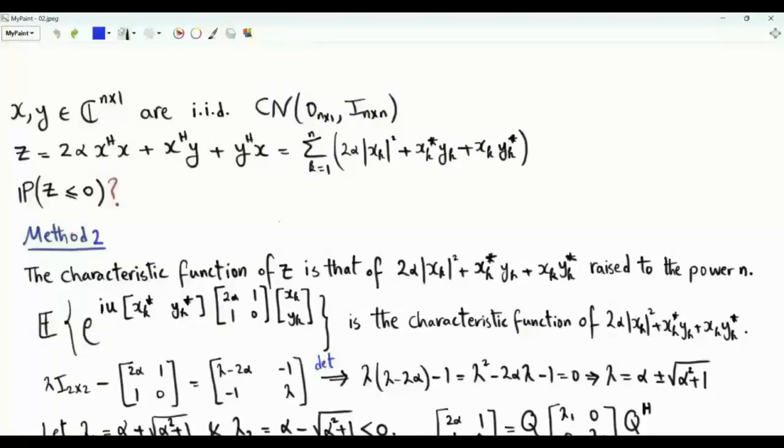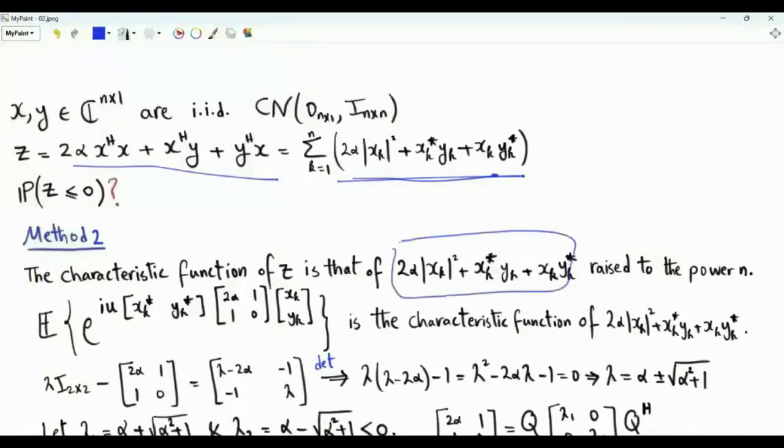And to obtain this PDF, let's start by obtaining the characteristic function of random variable z. Random variable z can be written as the summation. Each term in the sum is independent of any other term by assumption. And so the characteristic function of random variable z is the characteristic function of one of those terms raised to their number, because they are independent and identically distributed. What is the characteristic function of this quantity?